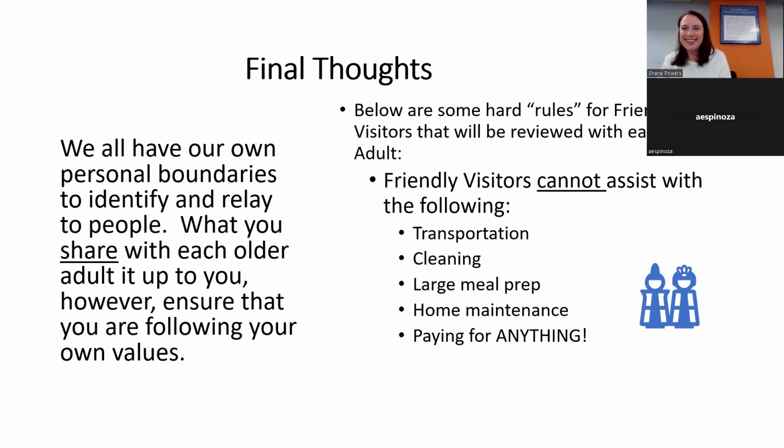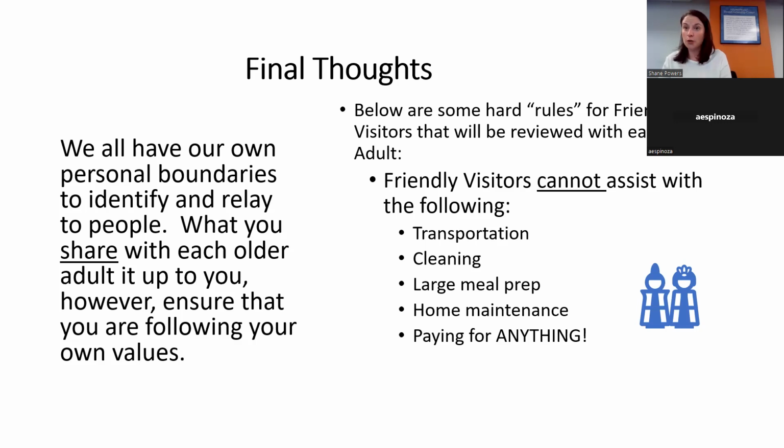We request that you not assist with cleaning. Should the older adult need cleaning assistance, again, we can assist in coordinating that with the older adult. Your role as a friendly visitor is to be there for engagement and to participate in social activities. You are not a maid. You are not a cleaning person. You are a friendly visitor.